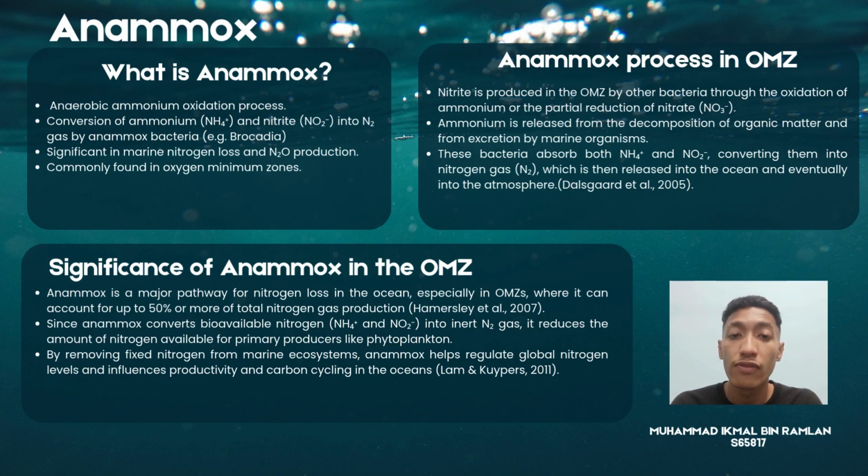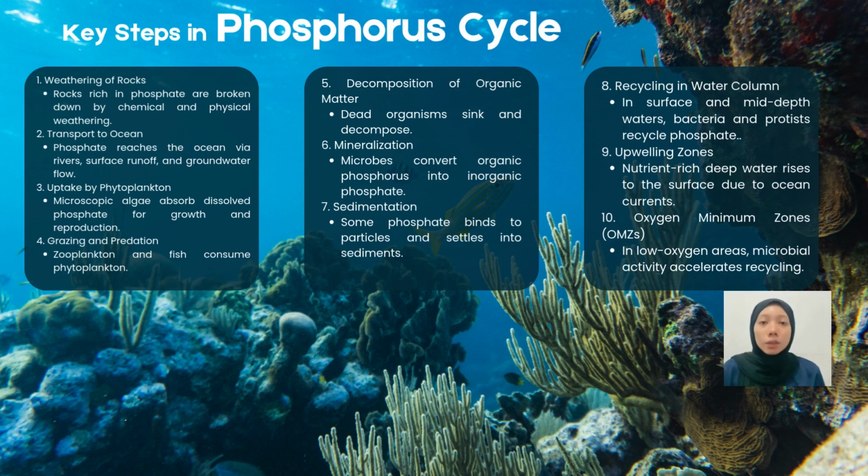NMOX is a major pathway for nitrogen loss in the ocean, especially in OMZs, where it can account for up to 50% or more of total nitrogen gas production. By removing fixed nitrogen from marine ecosystems, NMOX helps regulate global nitrogen levels and influences productivity and carbon cycling in the oceans. Next, I'll be explaining the phosphorus cycle.